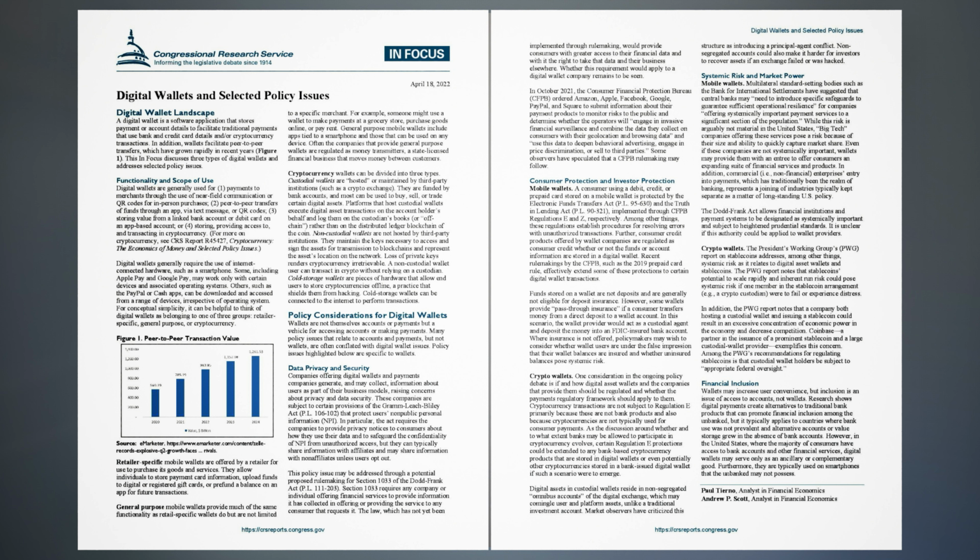In October 2021, the Consumer Financial Protection Bureau, CFPB, ordered Amazon, Apple, Facebook, Google, PayPal, and Square to submit information about their payment products to monitor risks to the public and determine whether the operators will engage in invasive financial surveillance and combine the data they collect on consumers with their geolocation and browsing data, and use this data to deepen behavioral advertising, engage in price discrimination, or sell to third parties.